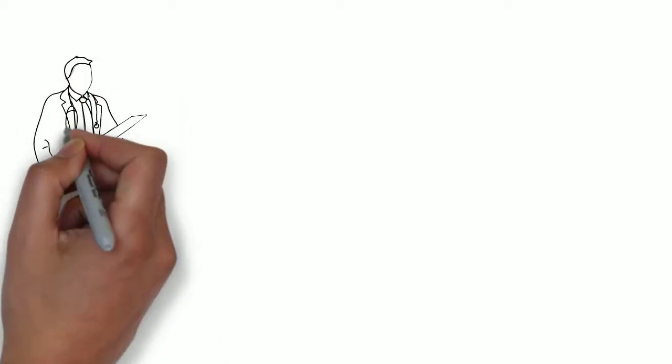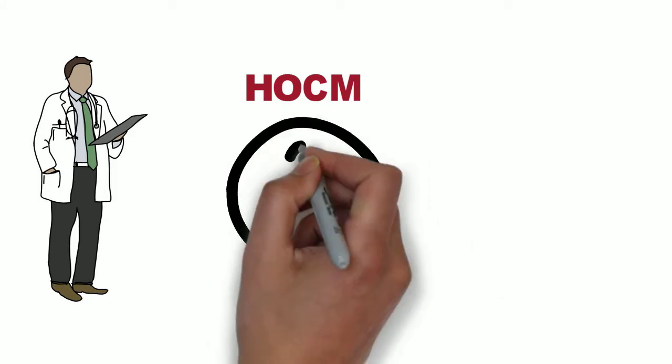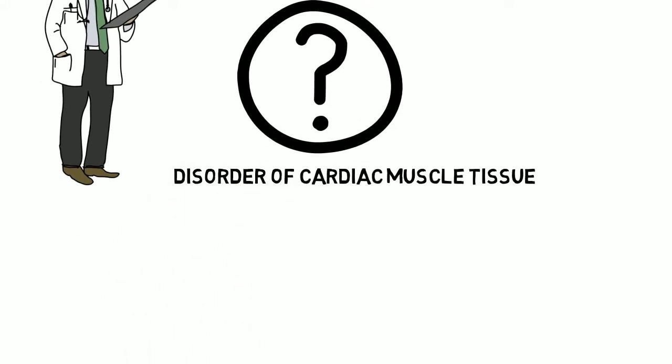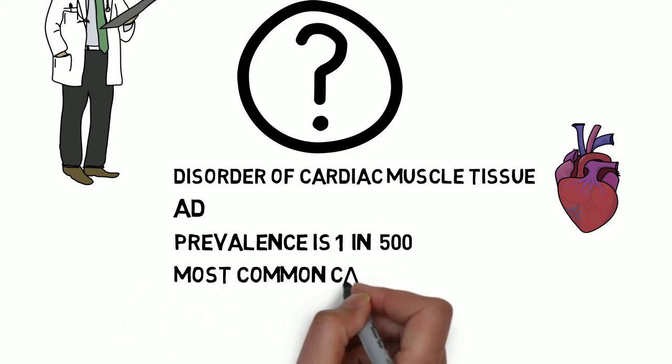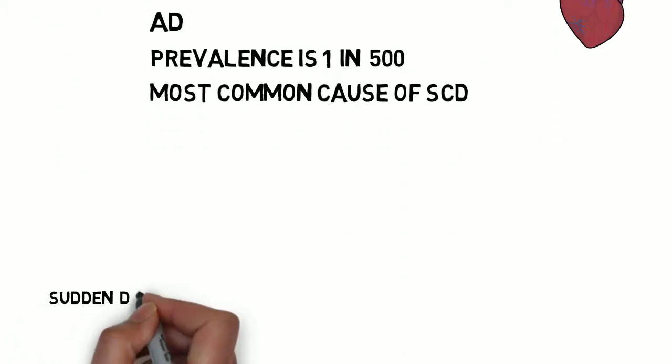Today we are going to talk about hypertrophic obstructive cardiomyopathy. Now, first of all, what is hypertrophic obstructive cardiomyopathy? This is a disorder of cardiac muscle tissue, and it is autosomal dominant in nature, and its prevalence is high, 1 in 500 people, and it is the most common cause of sudden cardiac death in young people.